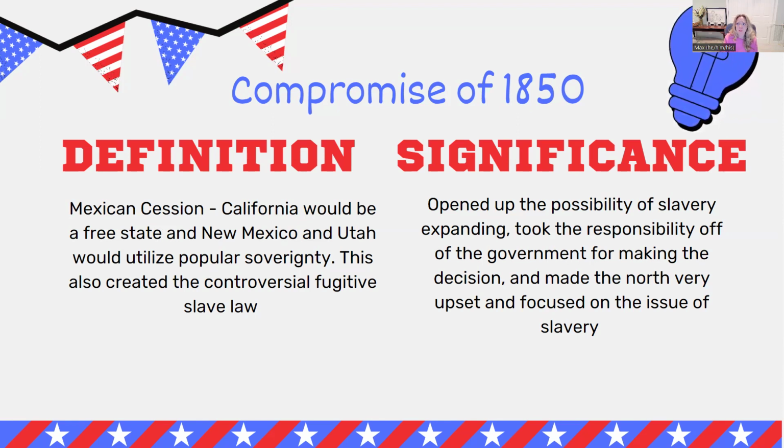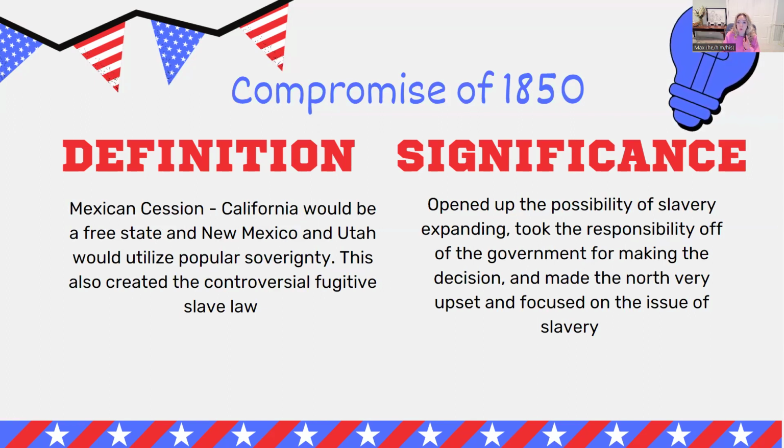Now, there is a fugitive slave law actually written into the Constitution, but it just wasn't really that enforced. This one is much more strict and punitive if you're caught not doing it. So why is this a big deal? It does open up the possibility of slavery expanding because it's based on popular sovereignty, but it really took the responsibility of deciding that off the shoulders of the government, because they didn't want to make the decision. They knew it was like a powder keg and they didn't want to touch it.